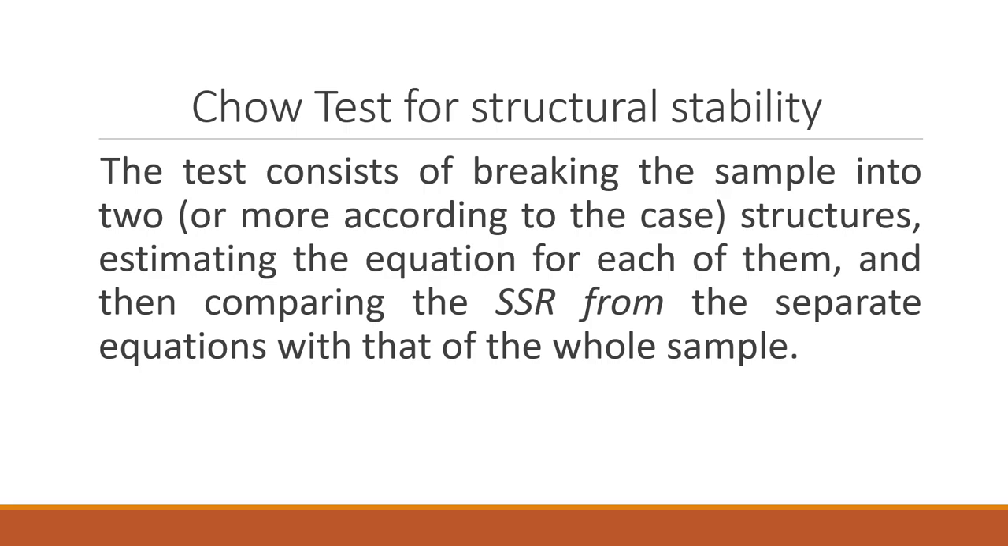Basically, this test consists of breaking the sample into two or more structures, estimating the equation for each of them, and then comparing the sum of squared residuals from the separate equations with that of the whole sample. Let us see how we can do this in EViews.